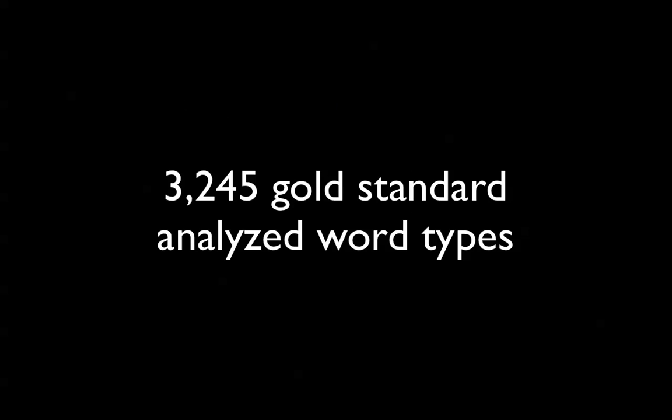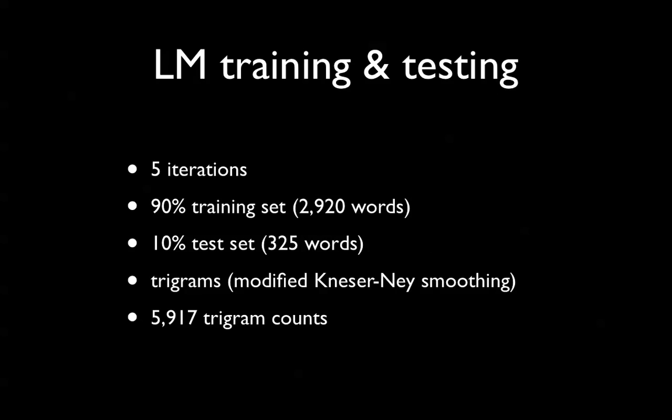From the 6,600 well-analyzed word tokens, I identified 3,245 gold standard analyzed words. These are words with a single identifiable correct analysis. I used these to train the language models and test the fully assembled parser. When evaluating a language model, it is important to train the model on one dataset and then test it on another. Otherwise, you are just testing the model on data it has seen before and are not really assessing its predictive power. I repeated the following process 5 times and then averaged the results.